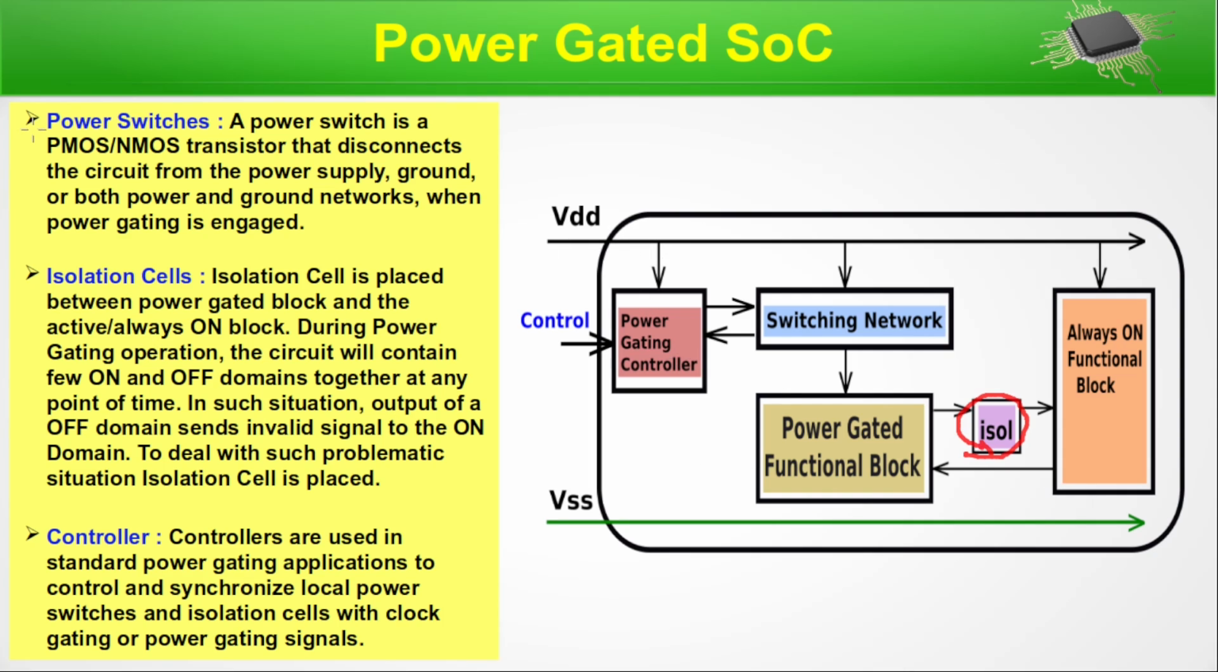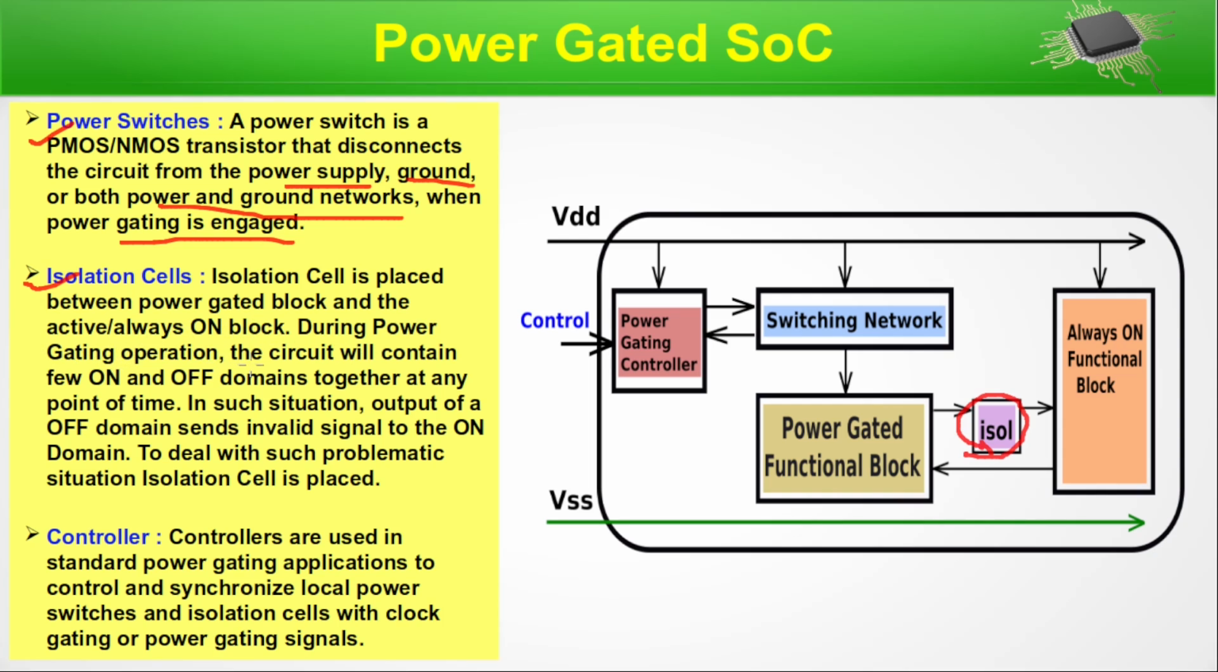What are the basic components which we require in a power gated SOC? Power switches. A power switch is a PMOS or NMOS transistor that disconnects the circuit from the power supply, ground, or both power and ground networks when power gating is engaged. This is the switching element. Power switch is basically used to connect or disconnect the part or the total SOC either with VDD or VSS or with both.